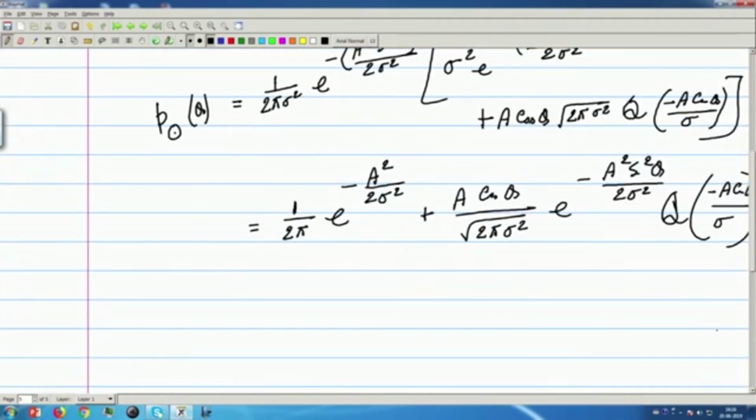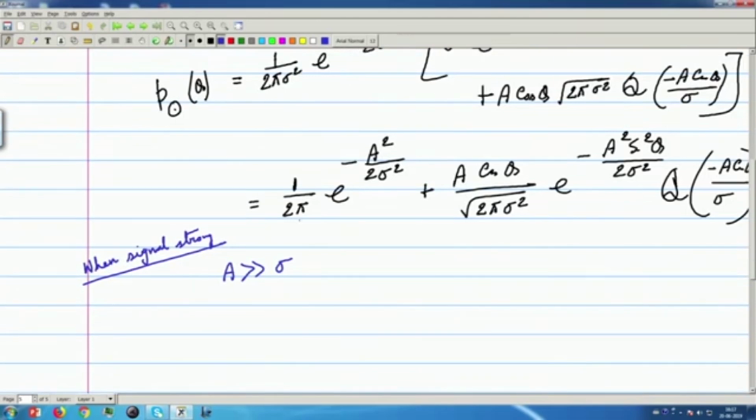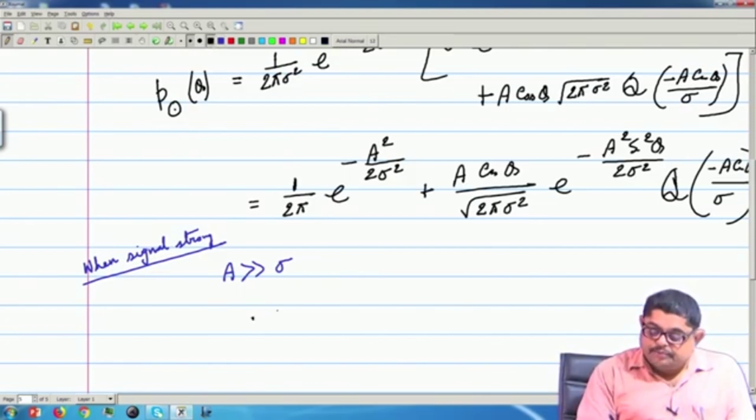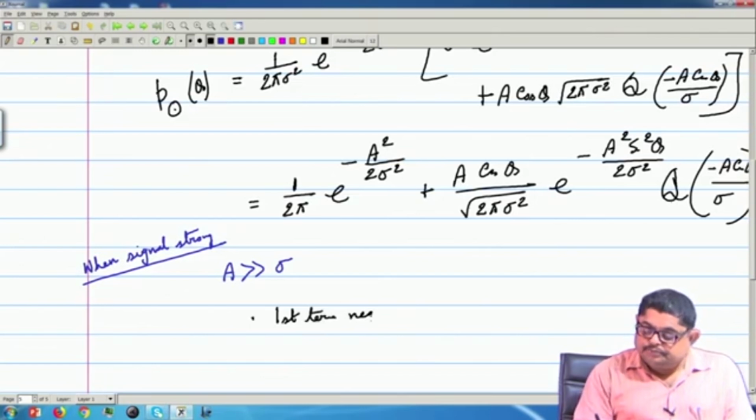Here again I write that when the signal is strong, that time it will be high SNR. Signal strong means A is much greater than sigma. So, we can say that the first term is negligible in comparison to the second term.